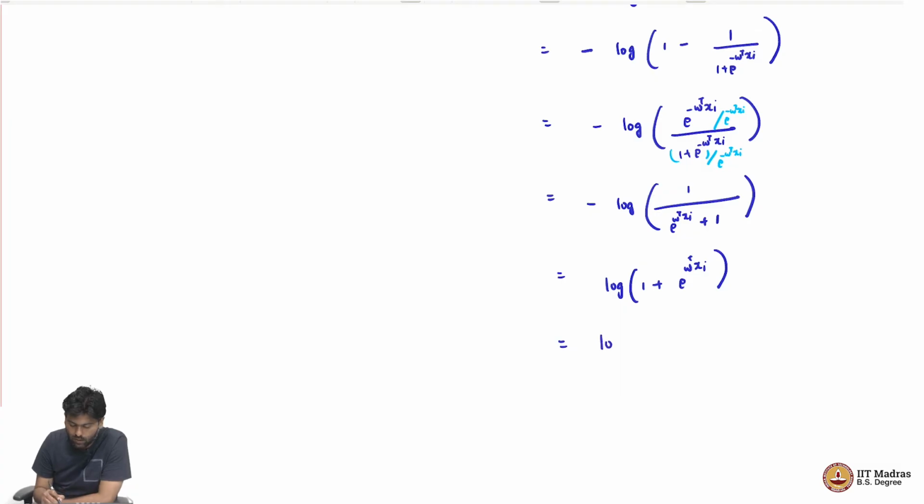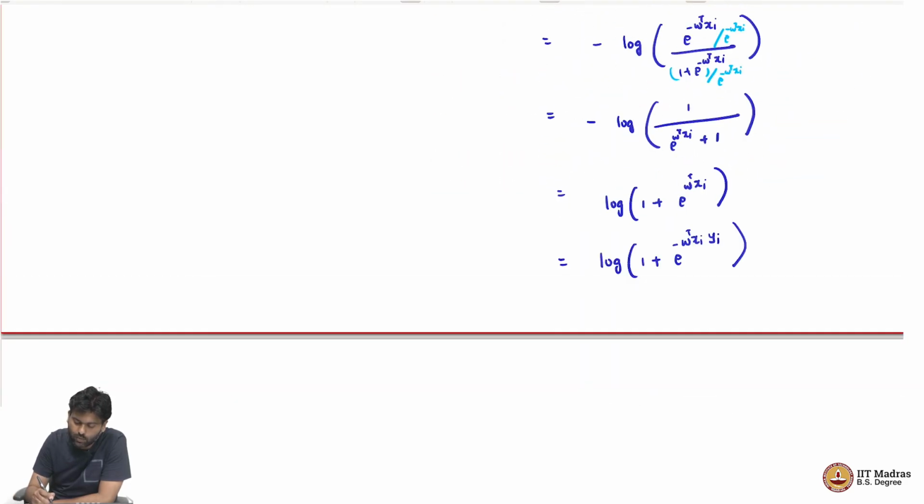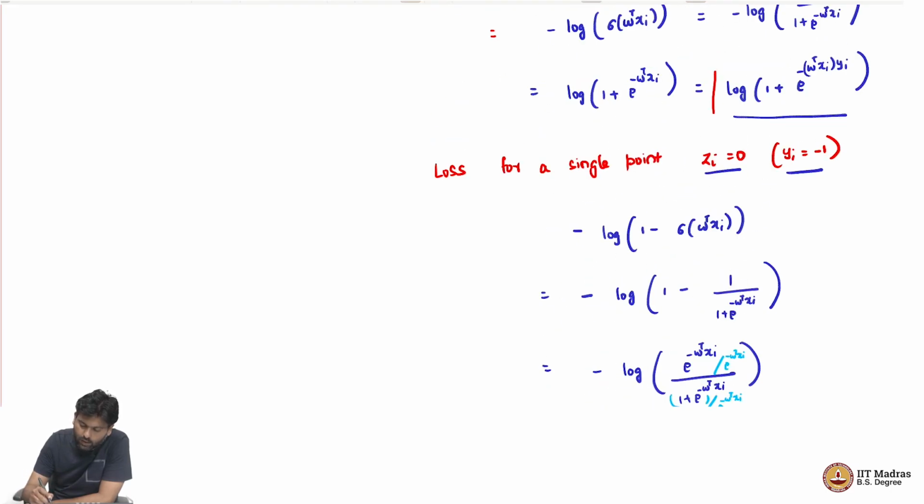This is also the same as log of 1 plus e power minus W transpose Xi into Yi. Why? Because now we are looking at the case where Zi is 0, which means Yi is minus 1, which means that W transpose Xi can be written as minus W transpose Xi into Yi, since Yi is also minus 1. Now as you can observe, in both the cases I have managed to write my loss for a single data point as exactly the same thing: log of 1 plus e power minus W transpose Xi Yi.